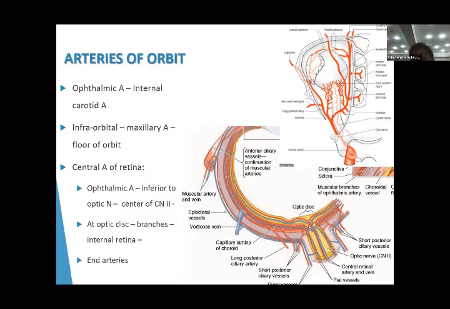Any thrombus, any blockage in the central artery of the retina will end up in blindness. अंधा हो जाता है इंसान. So one has to be very careful. So central artery of the retina, if a thrombus is present inside the central artery of the retina, then this leads to blindness, because retina के nerve supply जब खत्म हो जाएगी तो vision is lost.